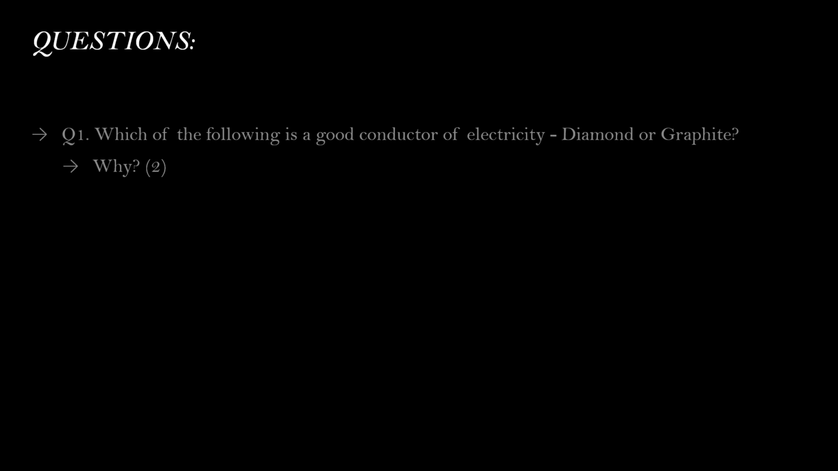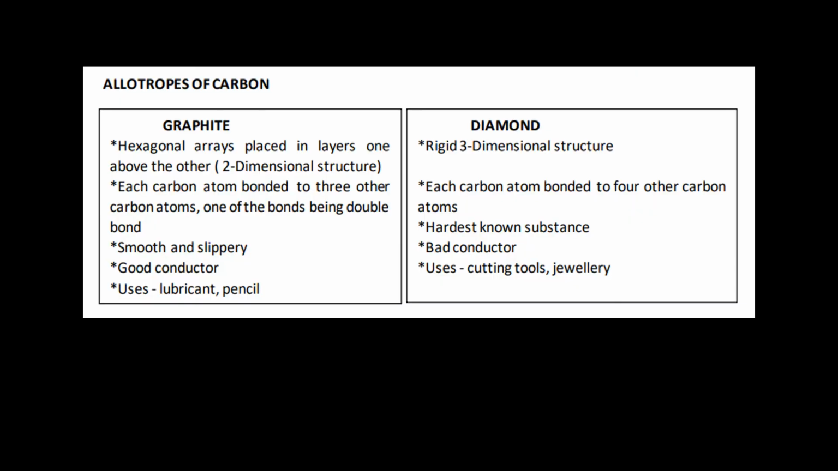You can see here: which of the following is a good conductor of electricity, diamond or graphite? You know, diamond and graphite are different allotropes of carbon. Allotropes of carbon: diamond, graphite, fullerene. So which one is a good conductor of electricity, and why? That is the question. Of the allotropes of carbon, you especially have to study these two, graphite and diamond.